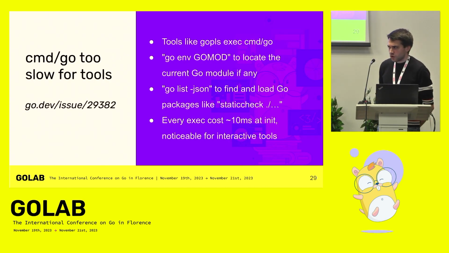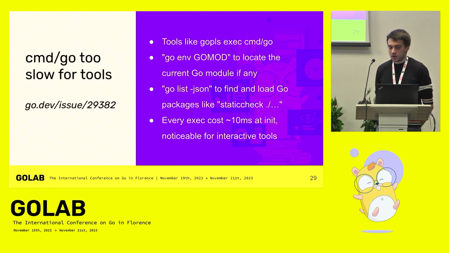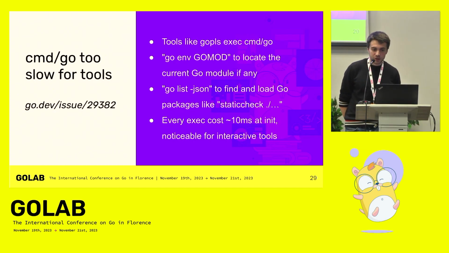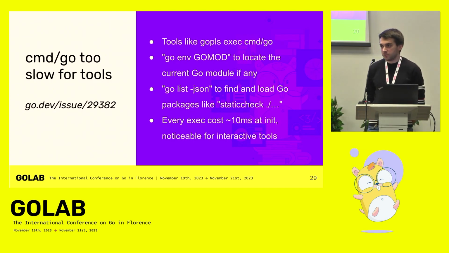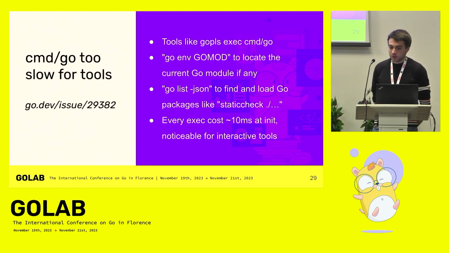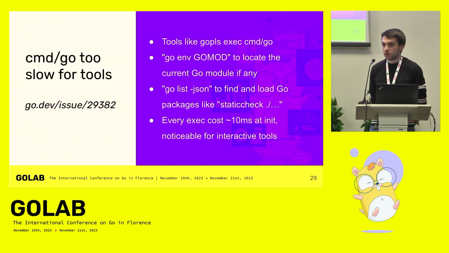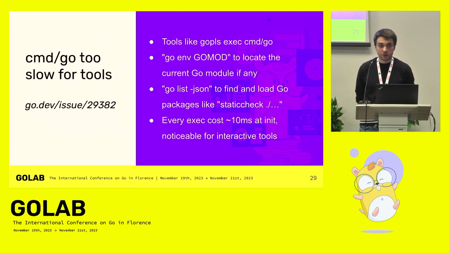Back in Go 1.11, Go 1.12, there was an issue reported, 29382, by the Go Please team that effectively said, command go is too slow. Because tools like Go Please execute command go, and this is the same command go that you run when you do go build. And one of the commands that it ran, for example, is go env GOMOD to tell if you were inside a Go module or not.